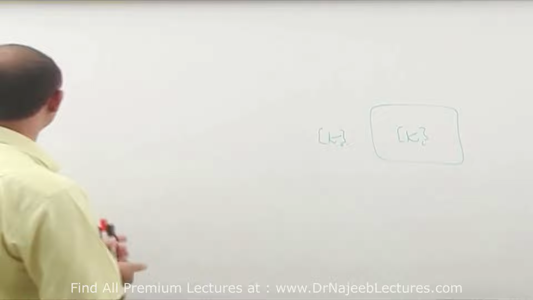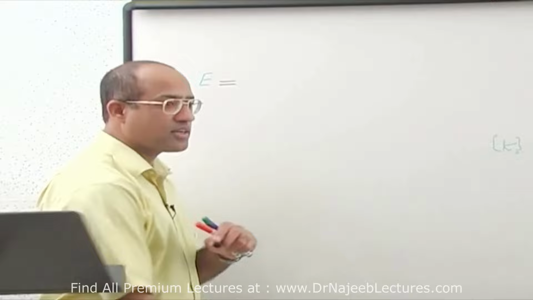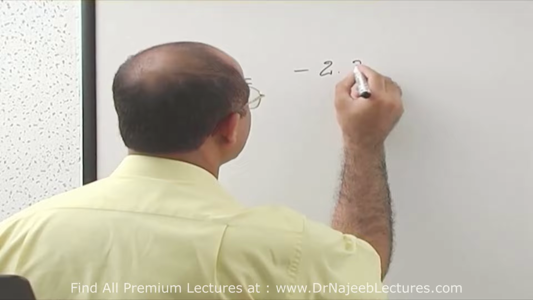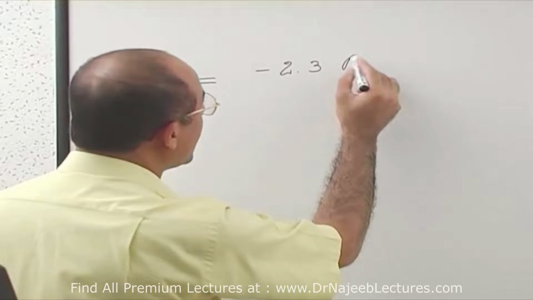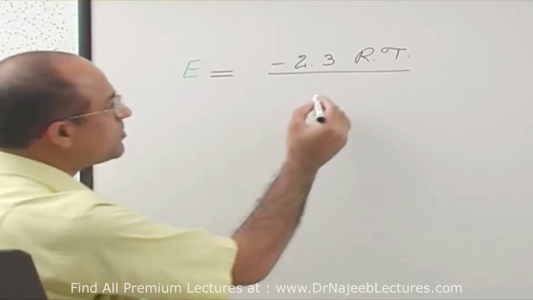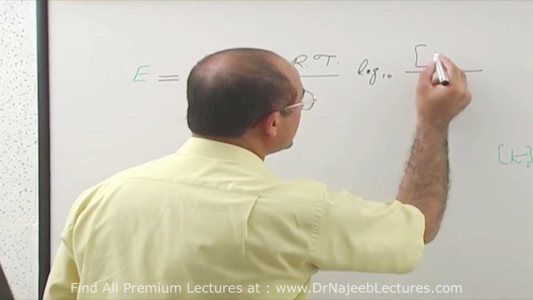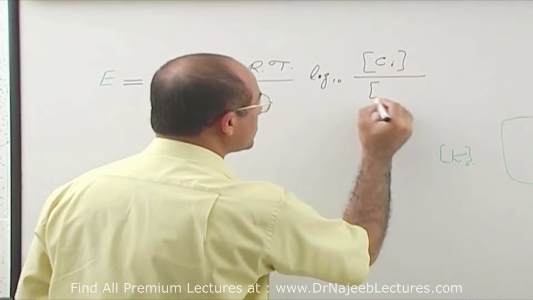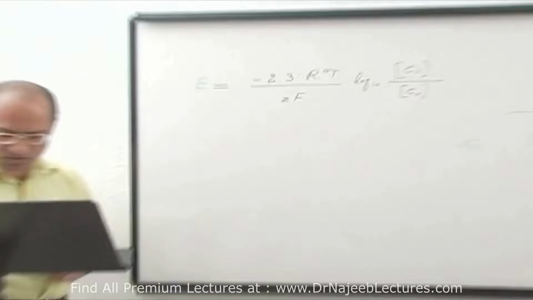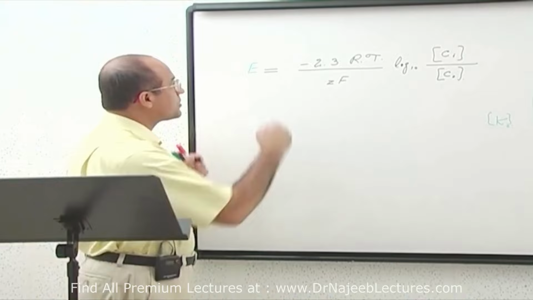We'll just put it in some mathematical way, just to make our life difficult. Some mathematicians have calculated it and made a formula. They say E equals minus 2.3 multiplied by RT, divided by ZF, times log base 10 of the concentration of the substance, like potassium, inside divided by the concentration outside the cell. Now you must be thinking, what is R and what is T? Of course, I will tell you. This tells us the basic equilibrium potential for a given ion, which depends on the concentration difference between in and out.